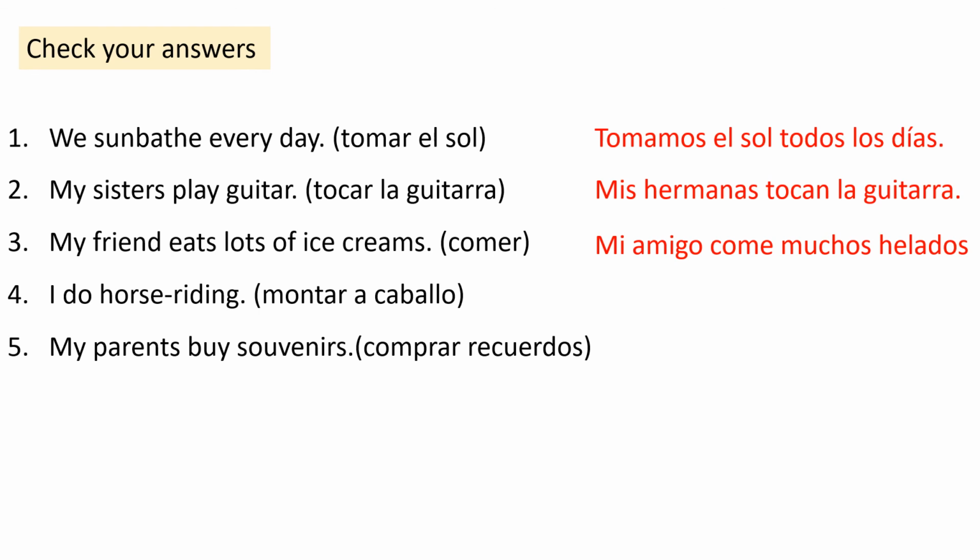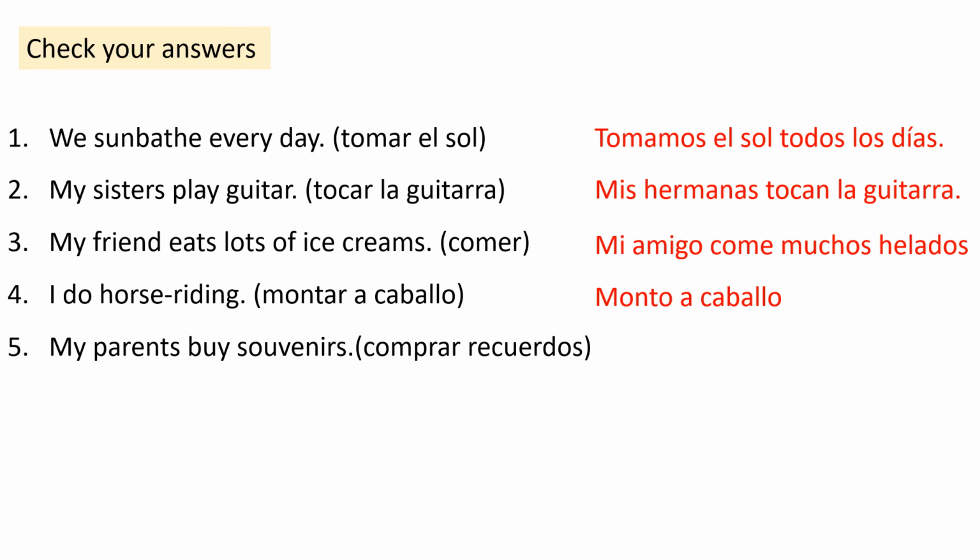Número 4, I do horse riding. A much simpler one here is we're much more used to talking about ourselves. So montar a caballo, we take off the AR from montar, we're left with mont, and then we add o because the form of the verb is I. Monto a caballo. And número 5, my parents buy souvenirs.